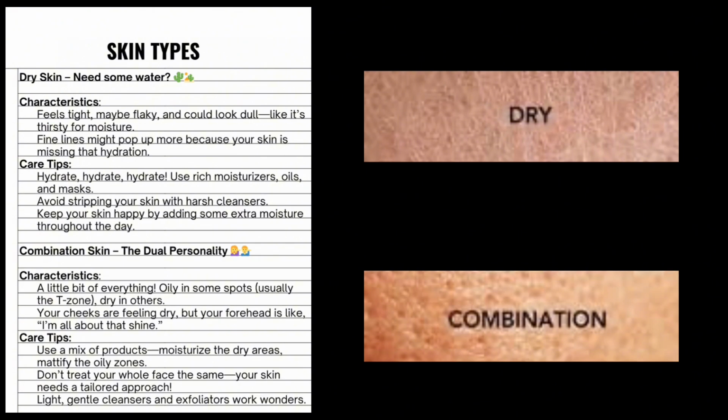Combination skin, the dual personality. It's a little bit of everything, oily in some spots, usually the T-zone, dry in others. Your cheeks are feeling dry, but your forehead is like, I'm all about that shine. To take care of it, use a mix of products, moisturize the dry areas, mattify the oily zones. Don't treat your whole face the same. Your skin needs a tailored approach. Light, gentle cleansers and exfoliators work wonders.